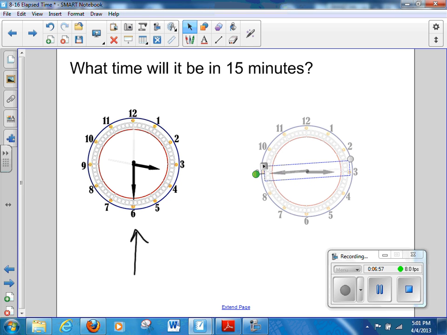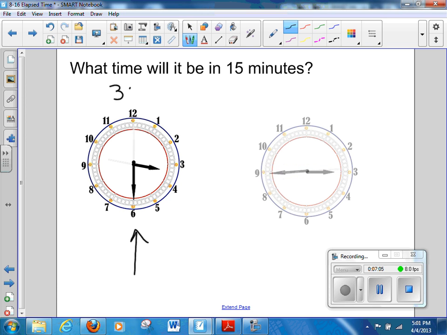What time will it be in 15 minutes? Our elapsed time is 15 minutes. And what time will it be? It started at 3:30. And if I look at what time it will be in 15 minutes, we can see that it's going to be 3:45. Perhaps some of you jotted that down as you were looking at it.